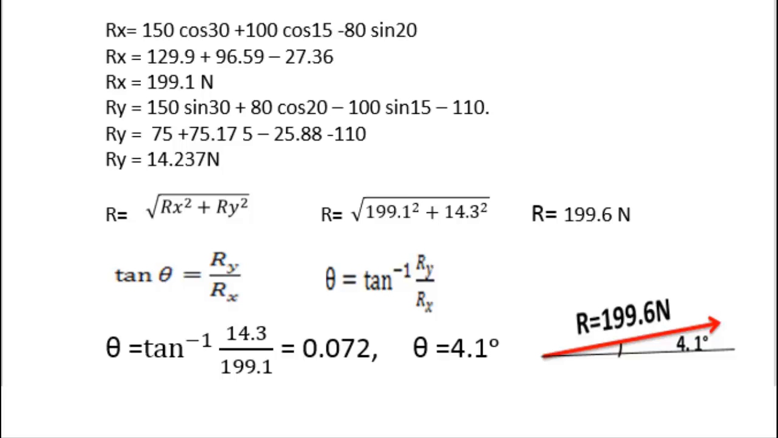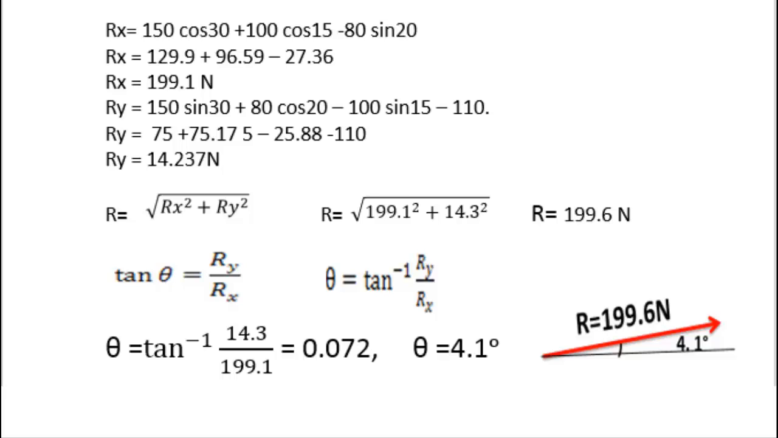To find the resultant R, it will be equal to the square root of Rx squared plus Ry squared. R will be equal to the square root of 199.1 squared plus 14.3 squared. R will be equal to 199.6 Newton.